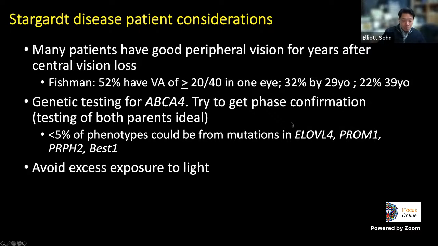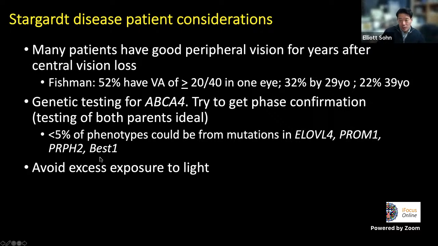So like I said, in 95% of patients, we can get both mutations for ABCA4. Less than 5% of these phenotypes that look like Stargardt disease are probably going to be from other things like ELOVL4 mutation, PROM1 mutation, pattern dystrophy, and Best disease.